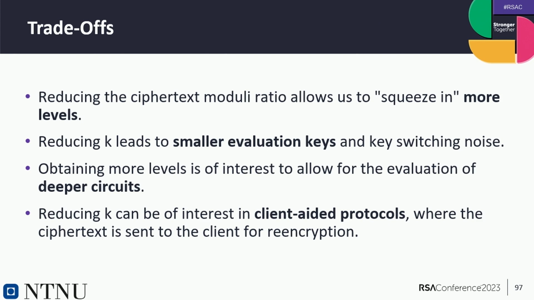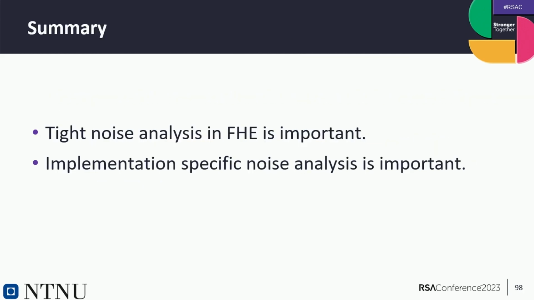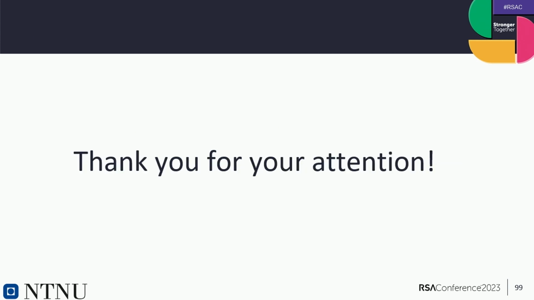But here, then we've got a lot of back and forth sending. So here, it may be of interest to reduce the key generation time and to reduce the size of the key switching keys, because then we can save on bandwidth when we're sending stuff around. To summarize, the two things that I wanted to convey are that tight noise analysis in FHE is very important, and it's important to do implementation-specific noise analysis. And that's it. Thank you.